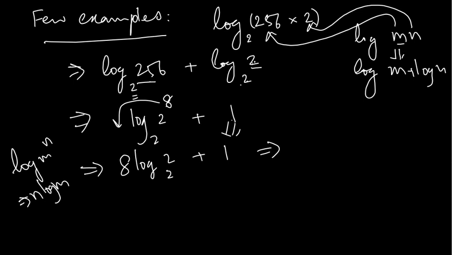Again, log 2 to the base 2 is 1, so we get 8 into 1, that's 8, plus 1, which is 9. So we actually evaluated the log value of 256 into 2, and that's how I will write it. Understood, right?